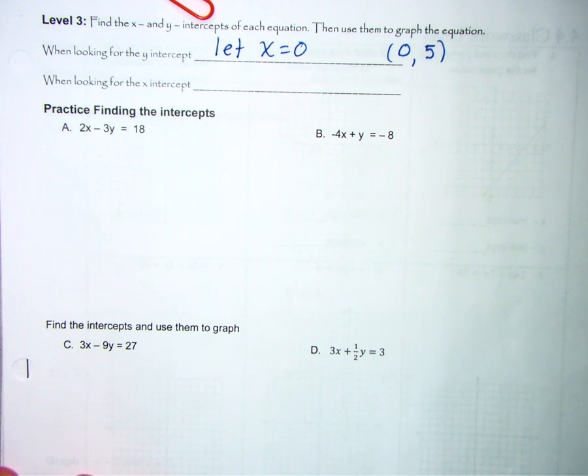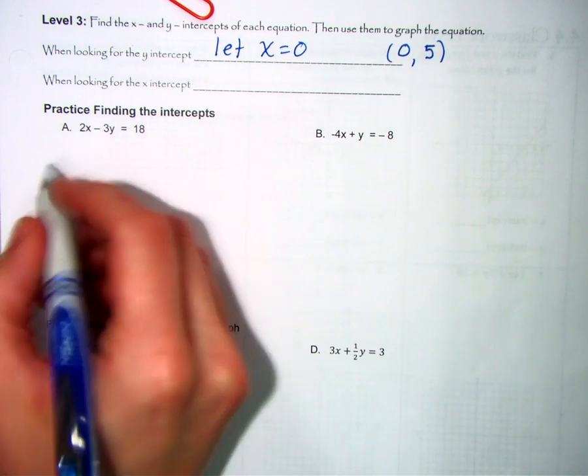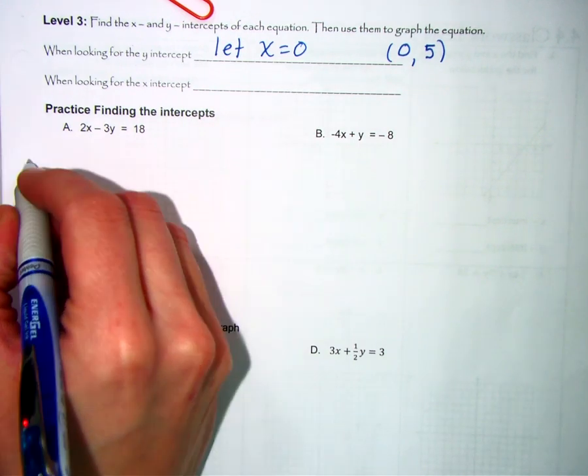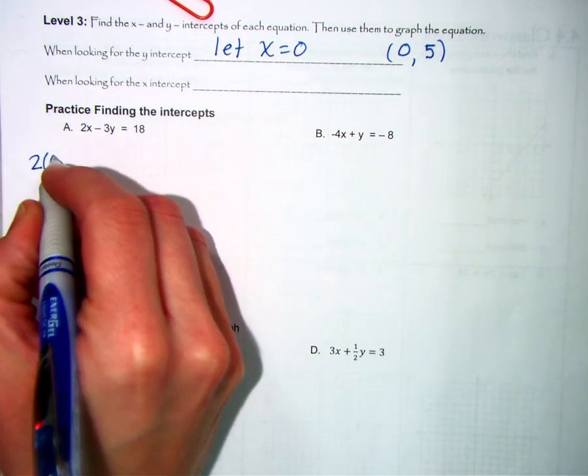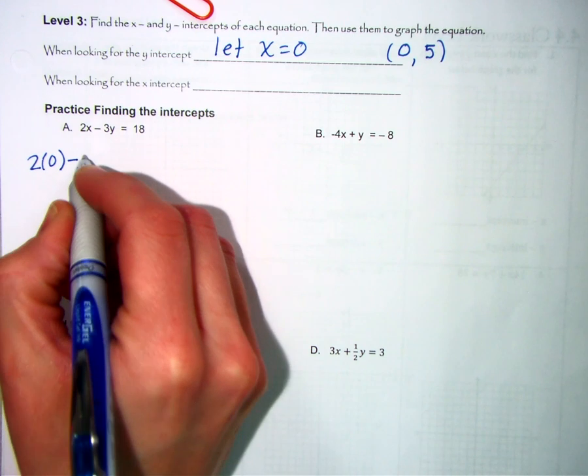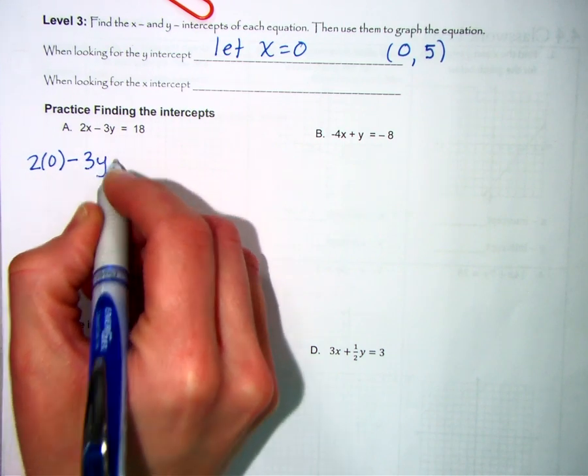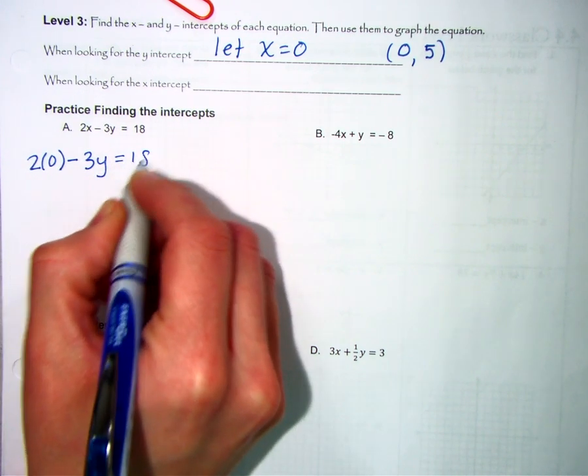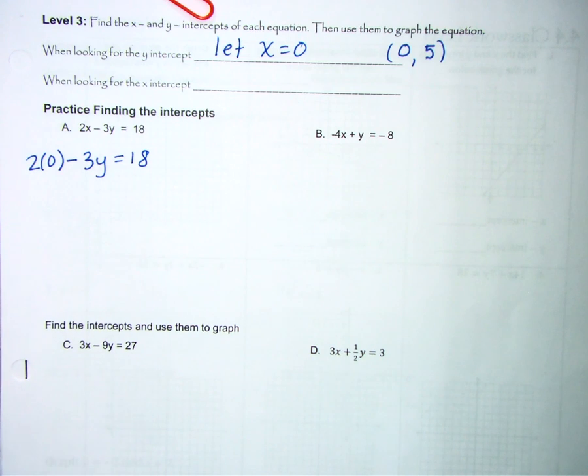Okay, so this is going to seem long. This first time we do it, it's going to seem like a long process. But remember, you'll catch on to like what, maybe I could do that a little bit faster. Okay, so I'm going to let x be 0 here. If I let x be 0, it would be 2 times 0 minus 3y is equal to 18. What's 2 times 0?